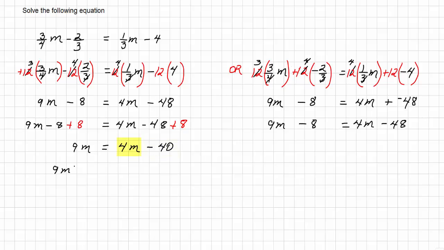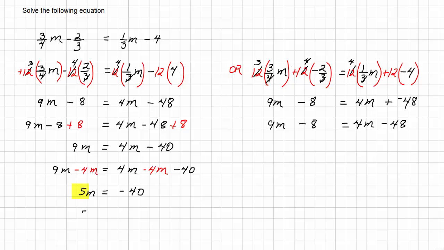Now if I want to eliminate the 4m from the right side, I rewrite the equation and leave a little bit of space. I put 9m minus 4m on the left, and on the right side I get 4m minus 4m minus 40. So now on the left side, 9m minus 4m is 5m, and on the right side, the 4m minus 4m cancel, and we end up with minus 40.